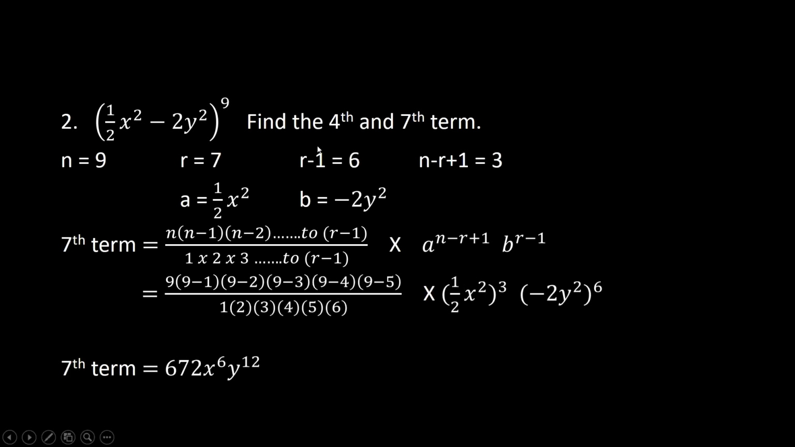The second part is to find the seventh term. Again, write the corresponding values of the variables that we mentioned earlier, and be careful because in this case we are going to find the seventh term. Again, plug in values to our formula, then we will get this equation, and computing these values, we will get the seventh term, which is equal to 672 x raised to 6 y raised to 12.